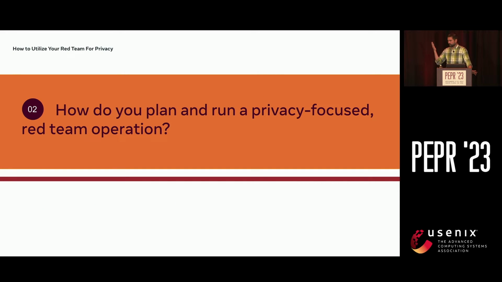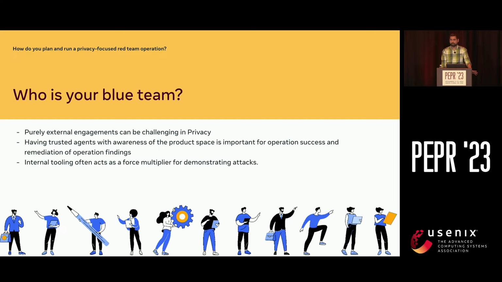So let's say you figured out a class of privacy adversary. You found or identified some ways in which they've operated in the past, and you want to try emulating that in a red team operation. What are some privacy-specific considerations that you might want to take into account? First of all, this is a question you never have to ask in security. Who's your blue team? So in security, you basically always have a dedicated defensive security org, and that's going to be your blue team. But in the privacy world, the privacy responsibilities may fall on different groups within your organization.